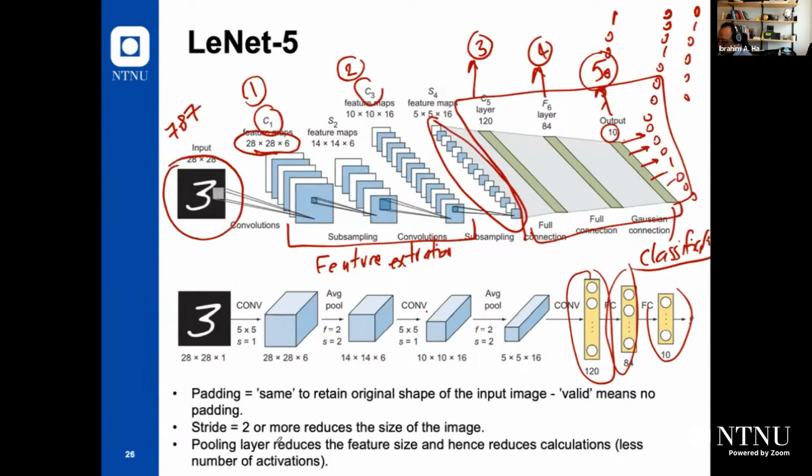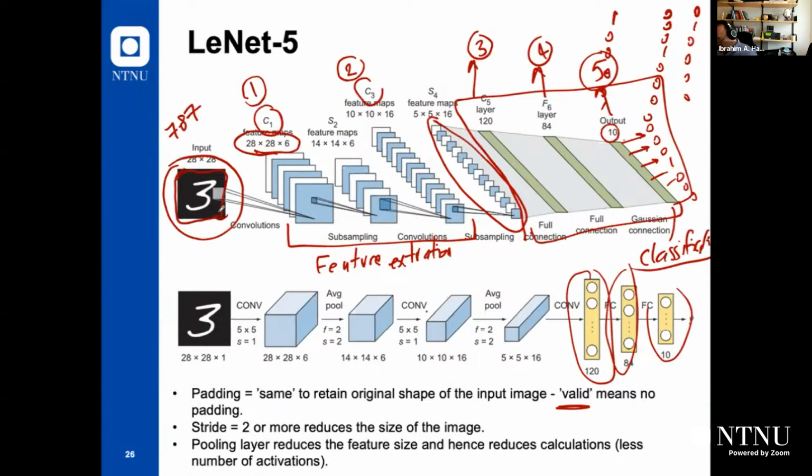If you don't want that, you can just use padding equal valid, and in this case, the feature map will shrink and it will lose some information around the edges. So it's not only keeping the same image size, but also you will lose some information from around the image, which might be important in some applications.